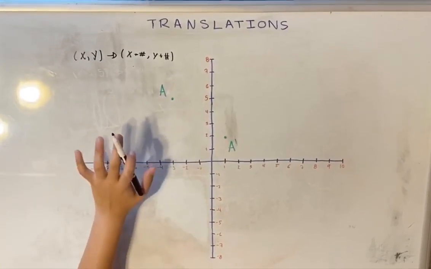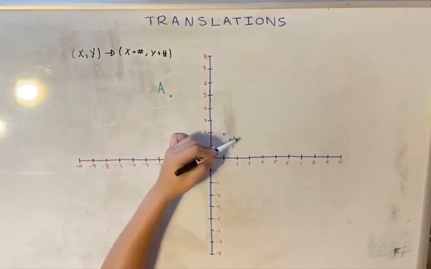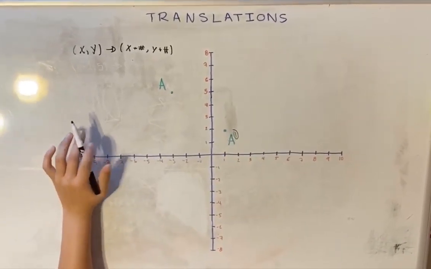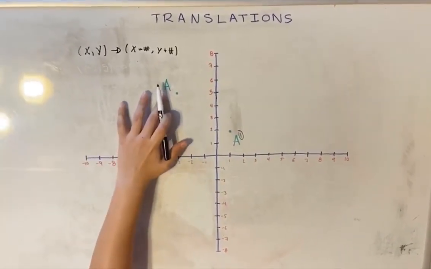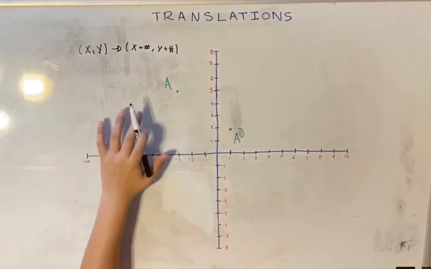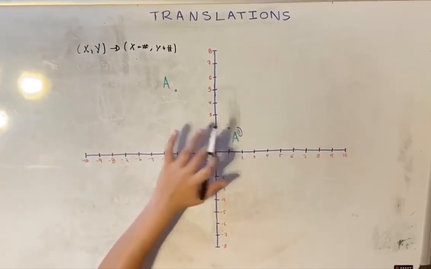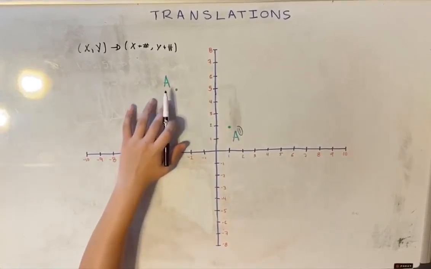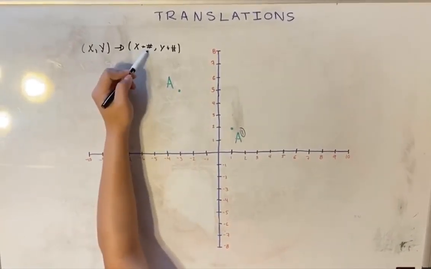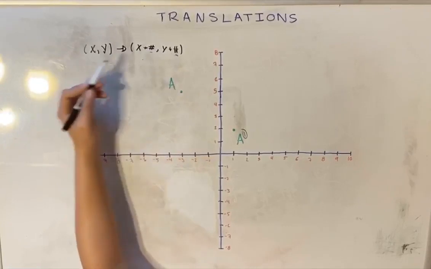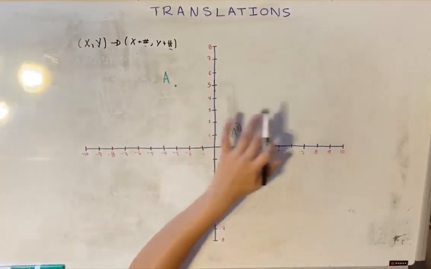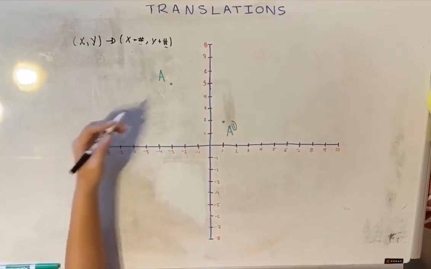But the main clue that you need is to search for this little prime notation. So you will always go from A to A prime, or from whatever letter to the prime. So this is your original and this is your new. So now we need to find out what these little hashtags are. This first hashtag is going to be the amount of units that you moved either to the left or to the right. So let's do that.